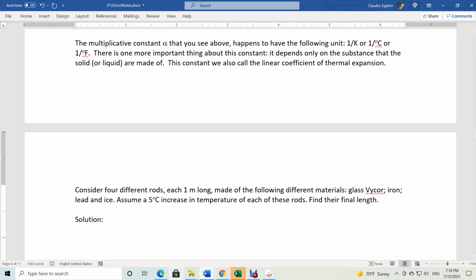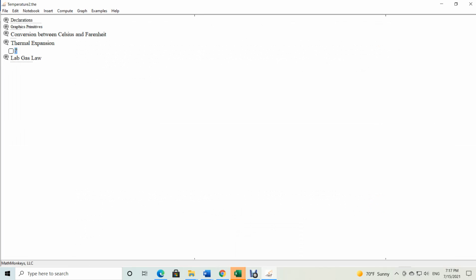I'm going to do this solution here in my software. Thermal expansion. Don't forget L equal to L naught plus alpha times T minus T naught times L naught. That's the equation that you have to know. The linear dependence. We must have this T minus T naught, because when T is exactly equal to T naught, the length is going to be L naught.